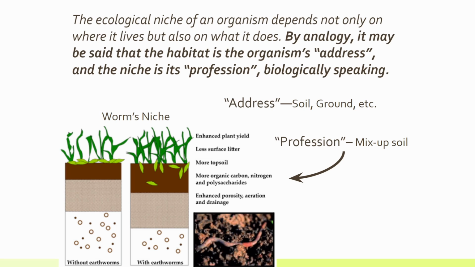So the ecological niche of an organism depends not only on where it lives, but also on what it does. By analogy, it may be said that the habitat is the organism's address, and the niche is its profession, biologically speaking. So think of, again, habitat as the address, niche as the profession, because that's the role. For example, a worm, its address, or habitat, is the soil. It's in the ground. Its profession, or its niche, is specifically to mix up soil. It helps to make sure that soil is mixed up, including the organic and inorganic components.